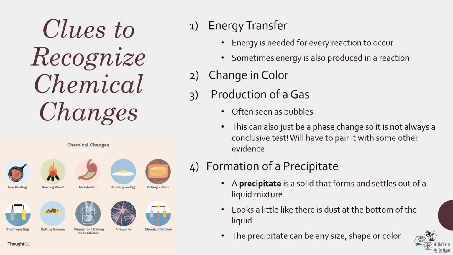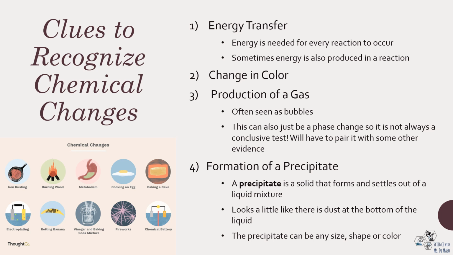So there's a few clues that'll help you recognize when a chemical change has occurred. The first one, energy has been transferred. So I can tear a piece of paper and there's no real evidence of a transfer of energy there. But there is when I'm actually doing a chemical change. There's energy that's needed for a chemical reaction to occur. Sometimes energy is also even produced from these reactions.